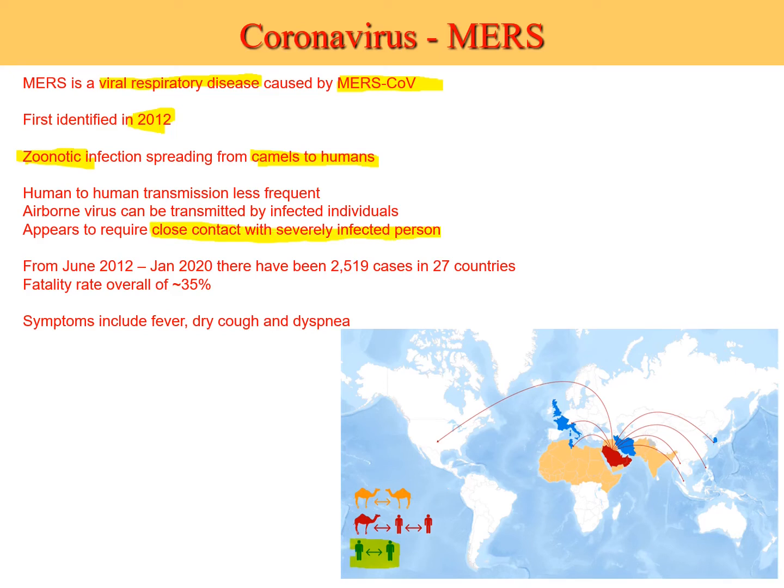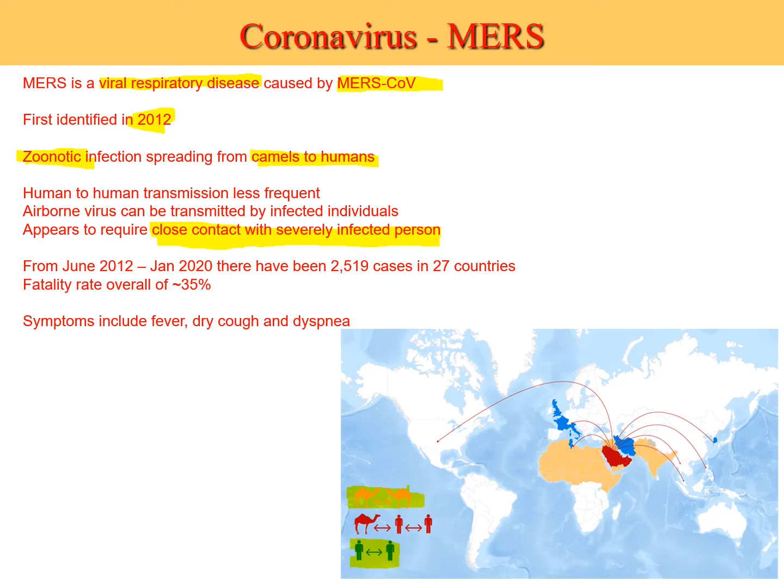So most of these human-to-human transmissions are occurring in hospitals where there's a severely infected individual passing it on to someone, or within a family group. It can be transmitted, but it's not that simple. It's not that easy from human to human. The spread is from camels to humans, or camel to camel, as you can see. There are lots of areas in the world where they've identified infections in populations of camels that they've studied.